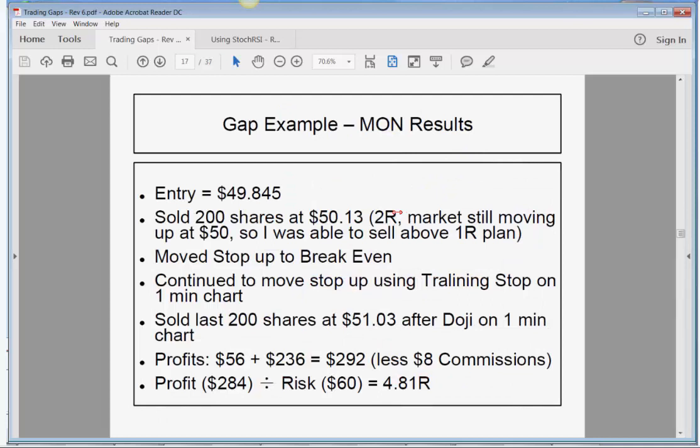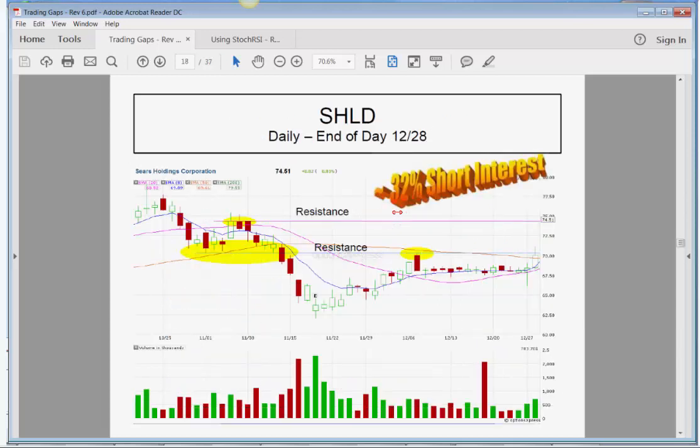I risked $60 and I made 284 bucks. That's after commissions. Not a bad risk reward percentage. Okay, Shield, SHLD, Sears Holding. This was the end of the day before. There was 32% short interest.